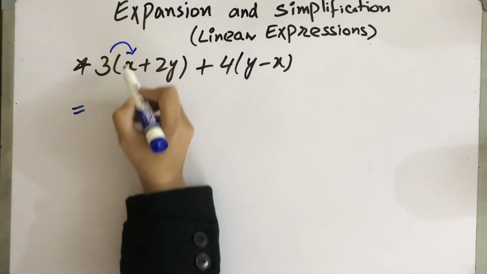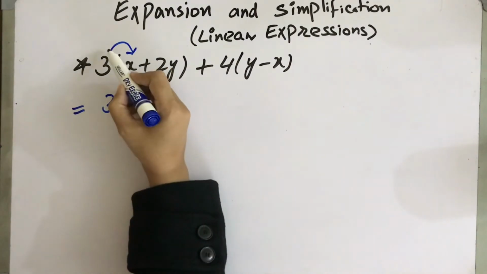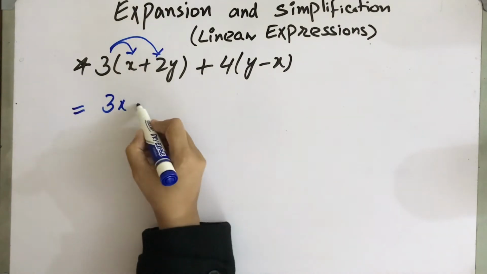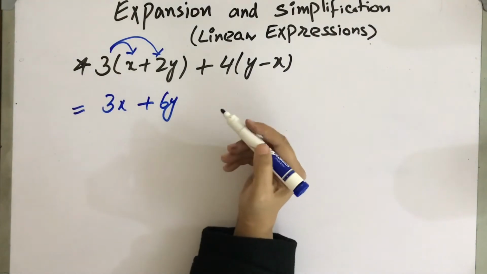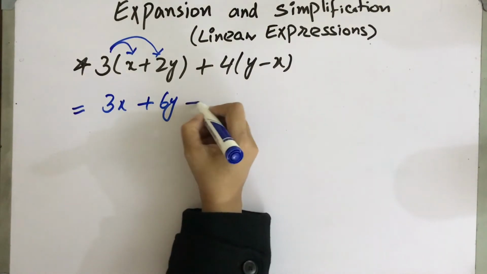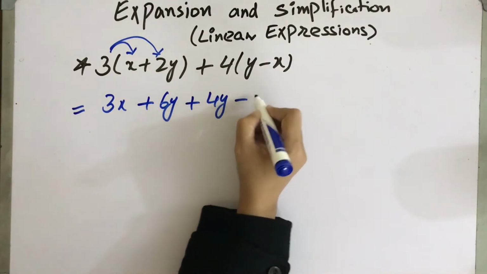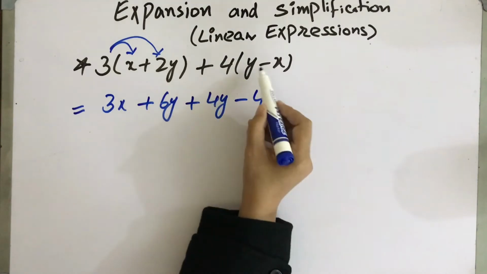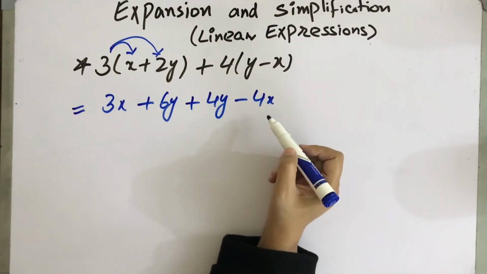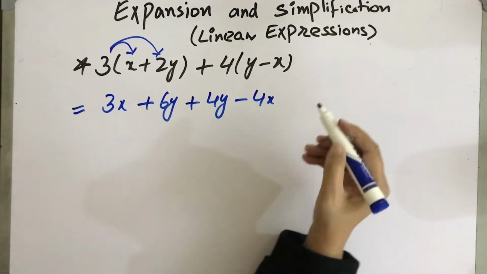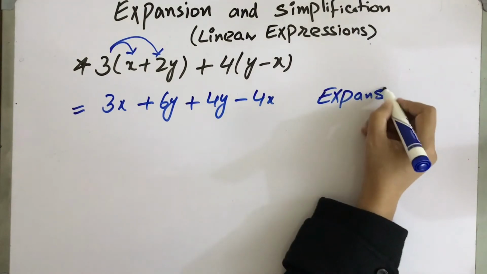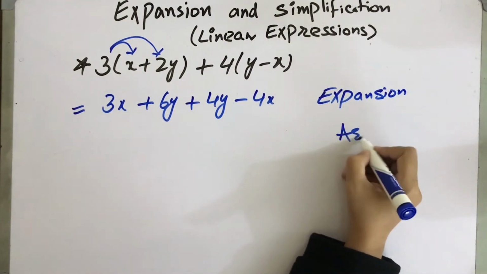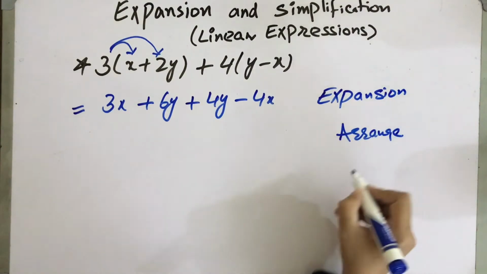3 multiply x is 3x, 3 multiply 2 is 6, positive 6y, there is a plus sign outside, there is a plus sign inside. Plus 4y minus 4x. There is a plus sign, so inner signs will be as it is. We shall not change the inner signs. After expansion, we have to arrange and then we shall simplify.